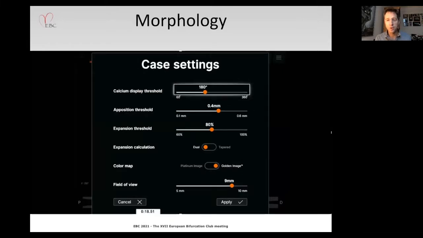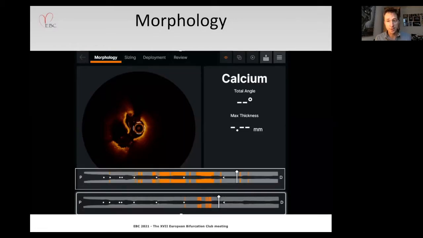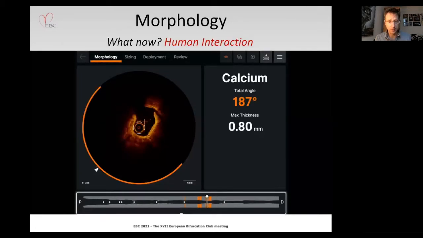Now, we may want to increase the specificity, so we look at a 180-degree arc, which may be clinically more relevant, and we see actually that there's relatively short segments of calcium now within this circumflex vessel. We compare that against the 60-degree assessment. Actually, then that poses a difficult clinical conundrum, because here we have a horseshoe of calcium, slightly underappreciated by Ultreon. Here it's saying 187 degrees, it's probably closer to 220 degrees.